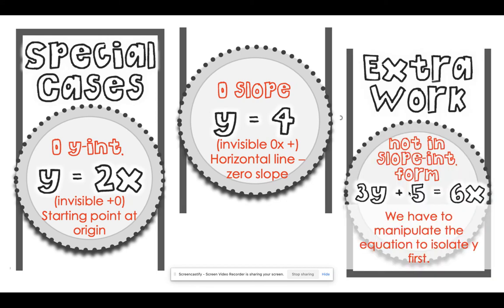And our last example is going to be when you've got some extra work you got to do first. Sometimes people give you an equation and it is not in the beautiful y equals mx plus b form, and you got to get the y all by itself before you can work with that equation. So you're going to need to manipulate that equation to get y by itself on one side. You do that by subtracting the 5 and then dividing both sides by 3 in this case.